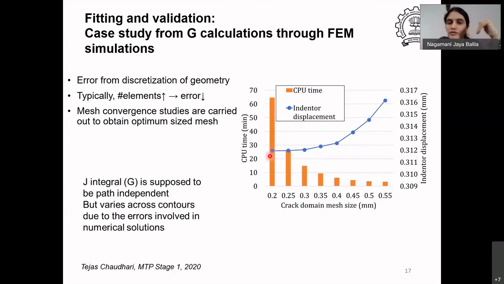You should not go finer than this, because you can see that the CPU time, that is the time the processor uses to compute these solutions, is increasing exponentially. So you should not be aiming for the finest possible. You should always be looking for convergence at the optimum mesh size. And that was what was done.